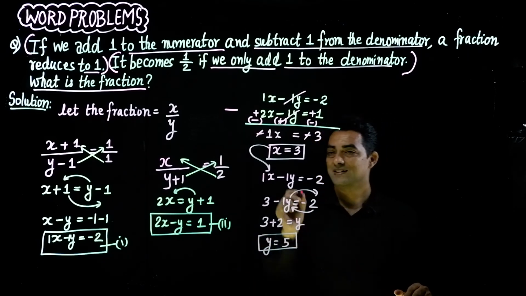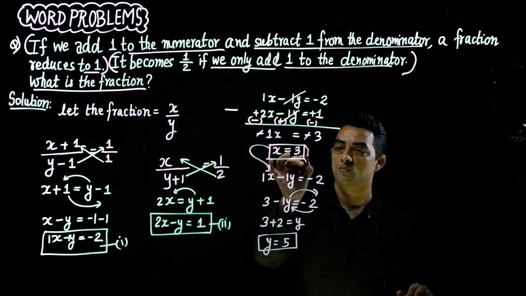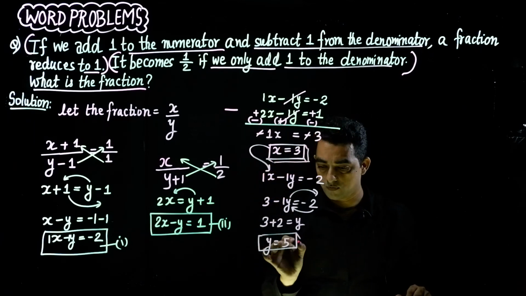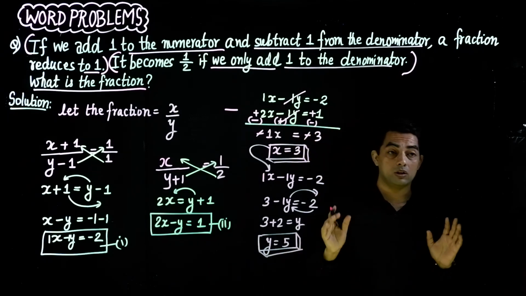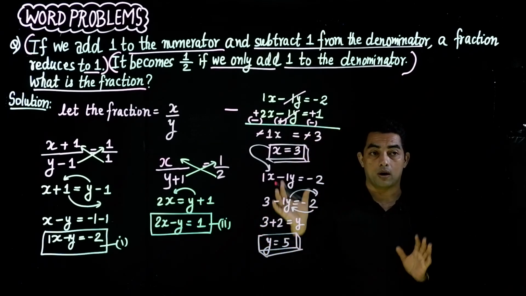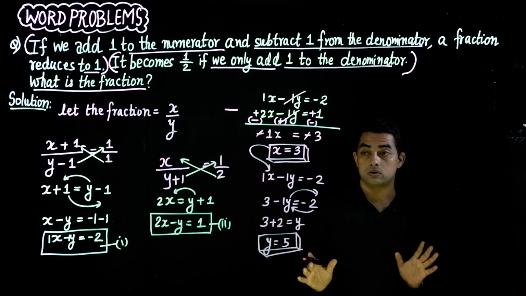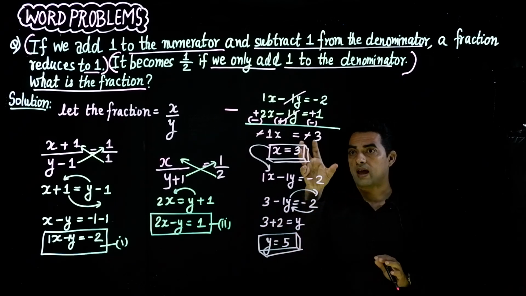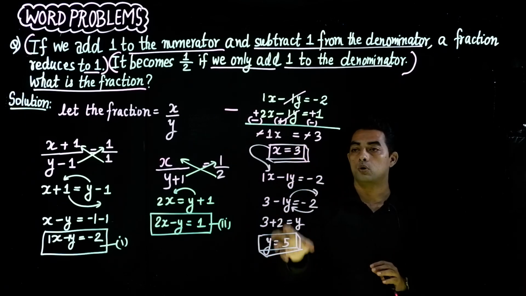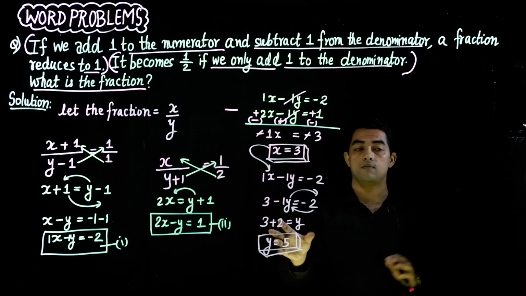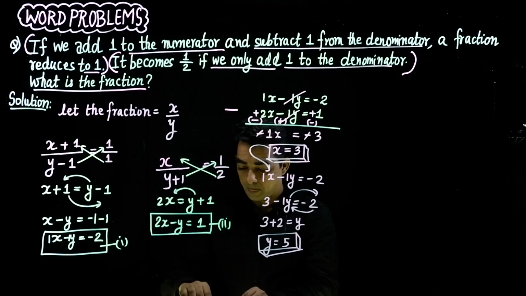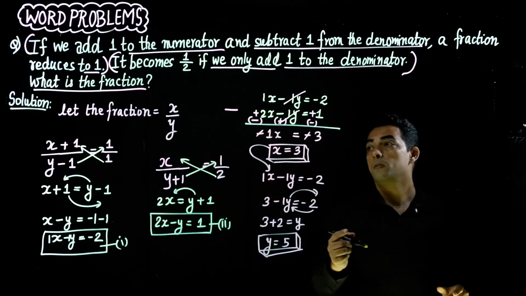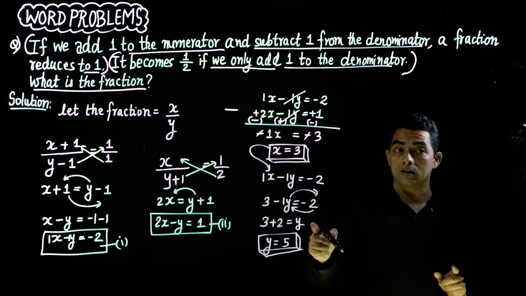I suggest writing all the answers in these kinds of boxes. It doesn't take a lot of time, but they stand out. When your teachers correct your answer sheets, these are very catchy, so they will immediately know that x is 3 and y is 5. That means the student has given the correct answer. But don't end the question here.